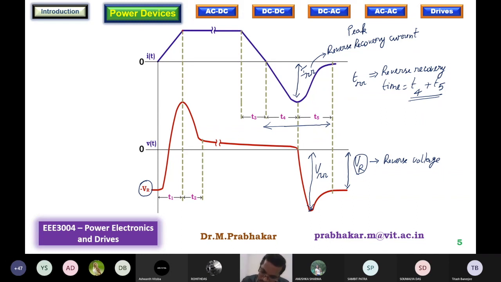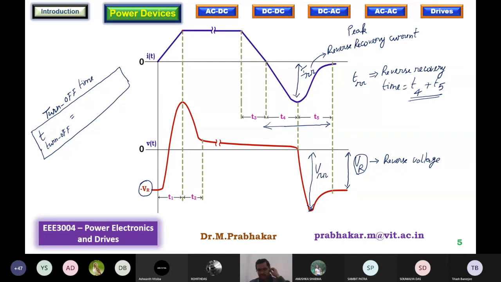Now, can somebody tell me what the turn off time is? Total turn off time, I will write it as T suffix turn off. Any volunteers, please? How did we write turn on time? T1 plus T2 was the turn on time. Now the off time? 3 plus 4 plus 5. 3 plus 4 plus 5, correct. T3 plus T4 plus T5. This is the turn off time interval.